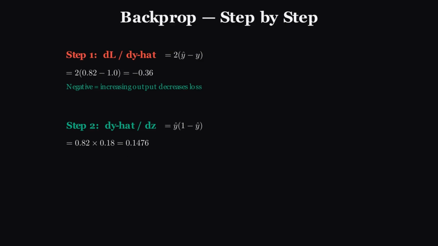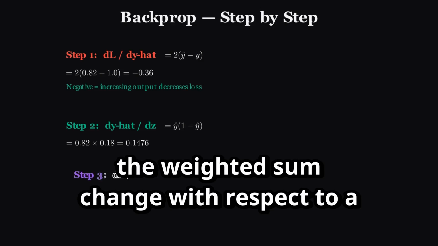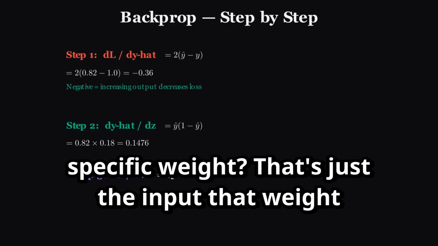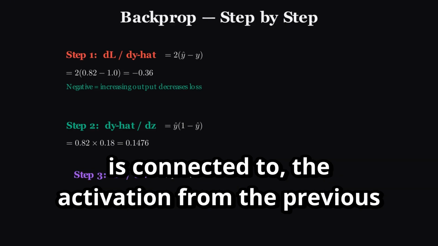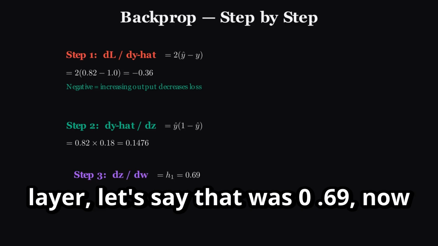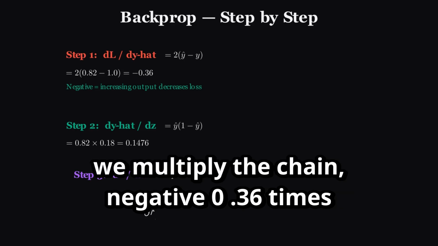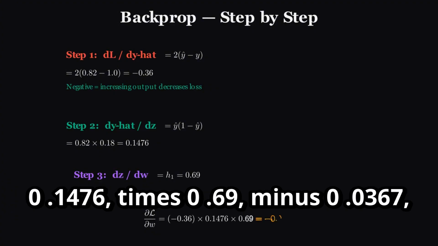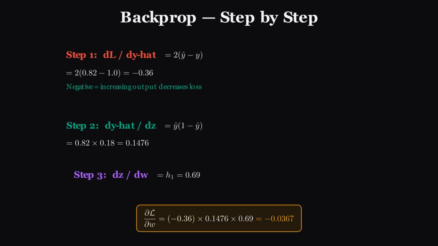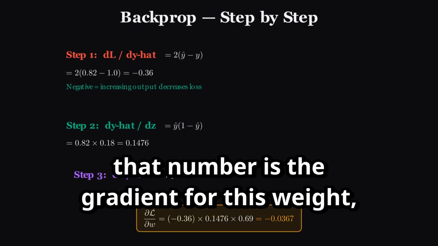Step 3. How does the weighted sum change with respect to a specific weight? That's just the input that weight is connected to, the activation from the previous layer. Let's say that was 0.69. Now we multiply the chain. Negative 0.36 times 0.1476 times 0.69 is about negative 0.0367. That number is the gradient for this weight.